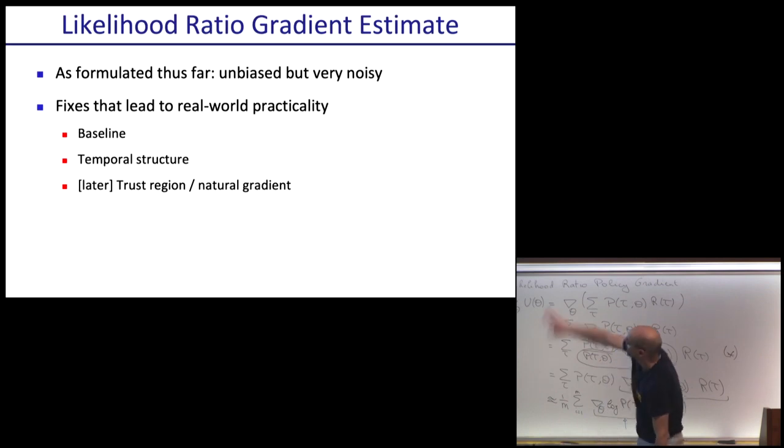It's going to be unbiased, meaning that if you take infinitely many samples, you'll get the correct policy gradient. But the infinitely many samples part is something you don't want to do, and in practice, of course, infinite is never a practical thing to do. The number of samples you need to get a reasonable estimate is going to be very, very high. We're going to reduce the number of samples we need by introducing a baseline, exploiting more temporal structure, and then, likely next lecture, looking at trust regions and natural gradients to further improve things.